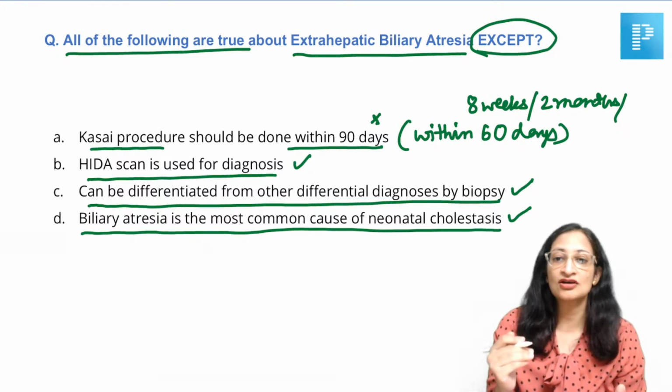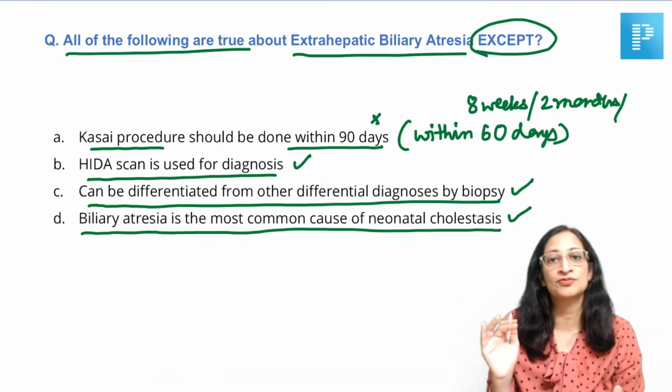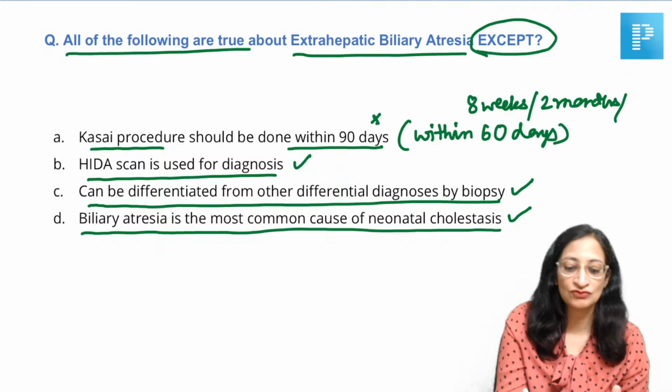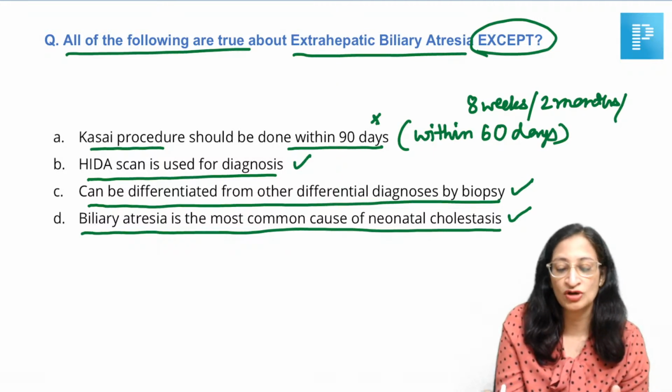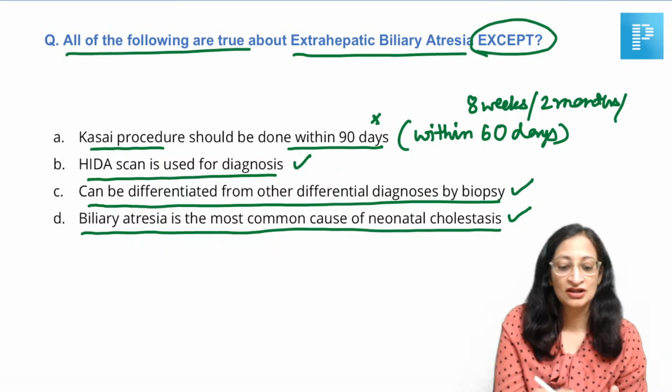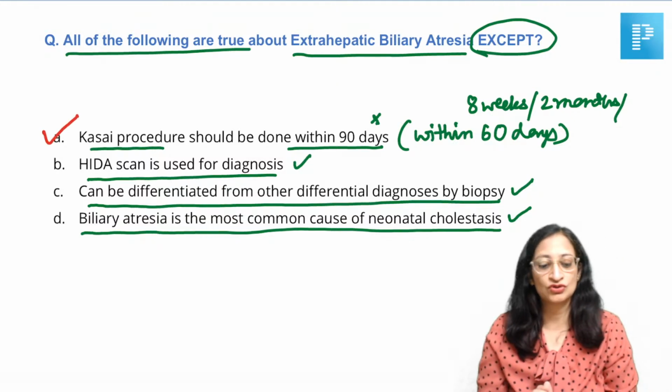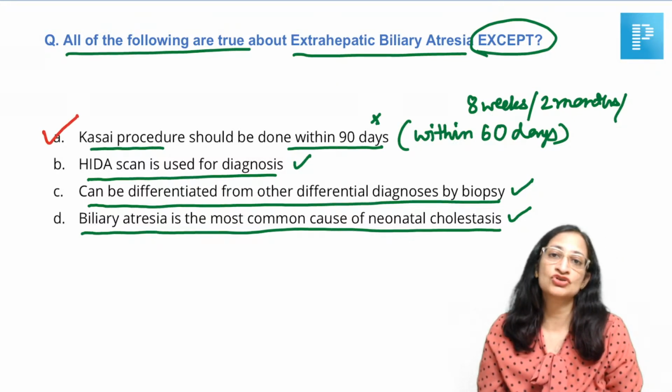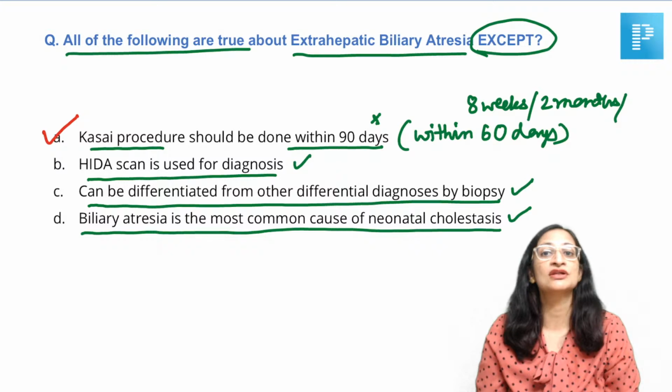So if these are the wordings of the options, then in this case, for the question all of the following are true about extrahepatic biliary atresia except, I would go with A. The Kasai procedure should ideally be done not within 90 days but within 60 days.